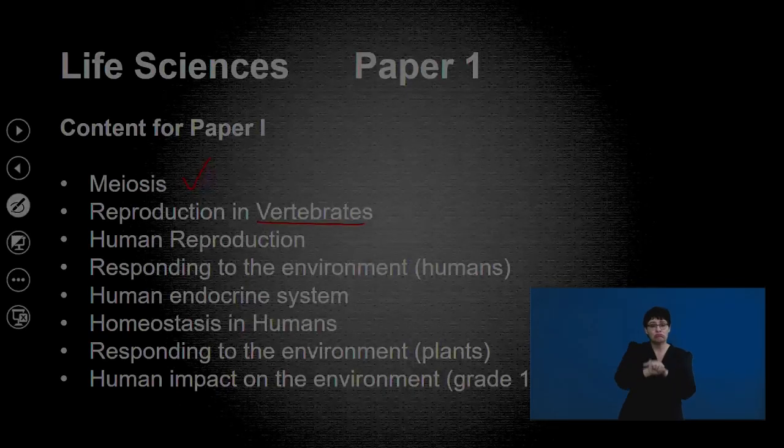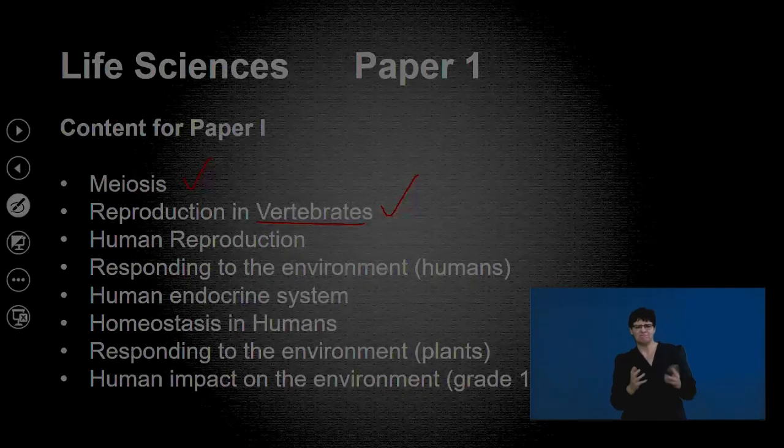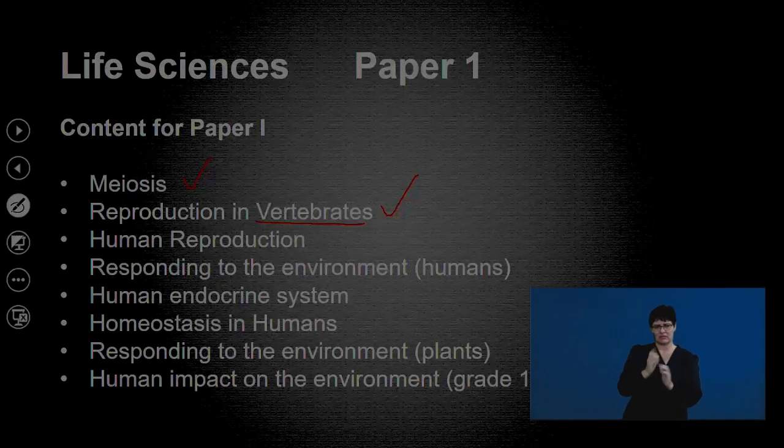Reproduction in vertebrates, and you can refer to those sections where we talk about oviparity, viviparity, ovoviviparity. We can also bring in altricial and precocial development. We talk about the K strategy and the R strategy. We also have human reproduction, which is a major component of this paper.